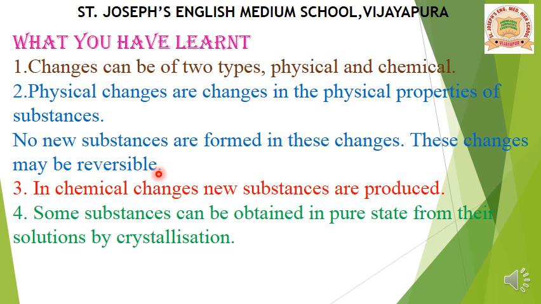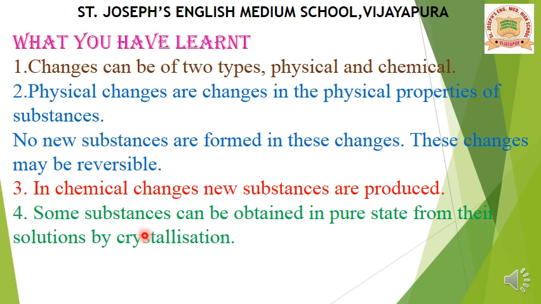See, we made copper sulfate crystal. Again, we can grind it to make copper sulfate powder. Only the structure of the crystal has changed. Again, we can crush it and make it into a powder. So, it is a reversible change. In chemical changes, new substances are produced. Rusting of iron is a chemical change. That is why the new red color powder is produced on the iron.